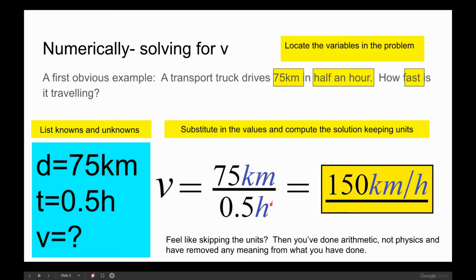Now, if you feel like skipping these units, you've done arithmetic, not physics. In physics, these numbers must go out fully dressed in units. I don't want any buck-naked numbers! Keep the units.